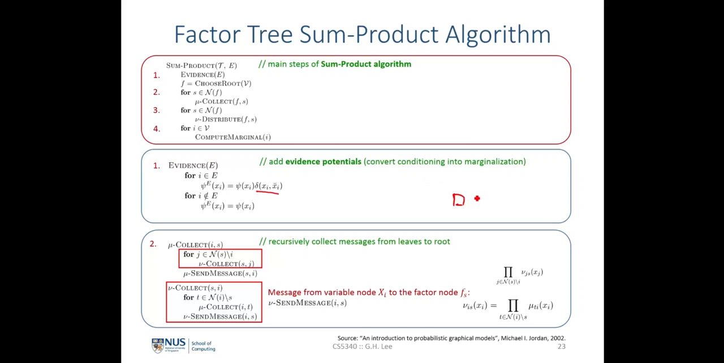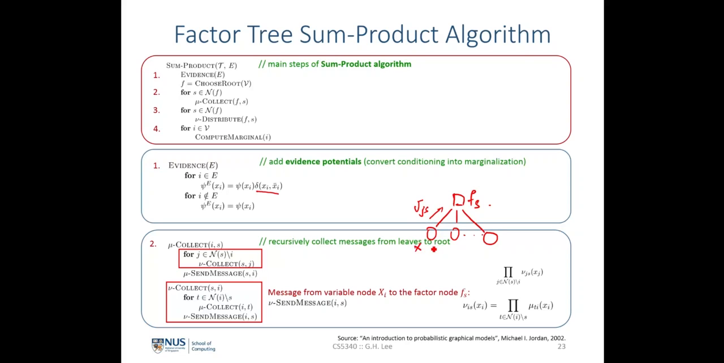For a factor node fs, for example, we'll do this by first collecting all the messages from all the random variables that are one hierarchy level lower than fs. So in this case, we'll collect the random variable node to factor node message, which we denote as mu_{xj→fs}.